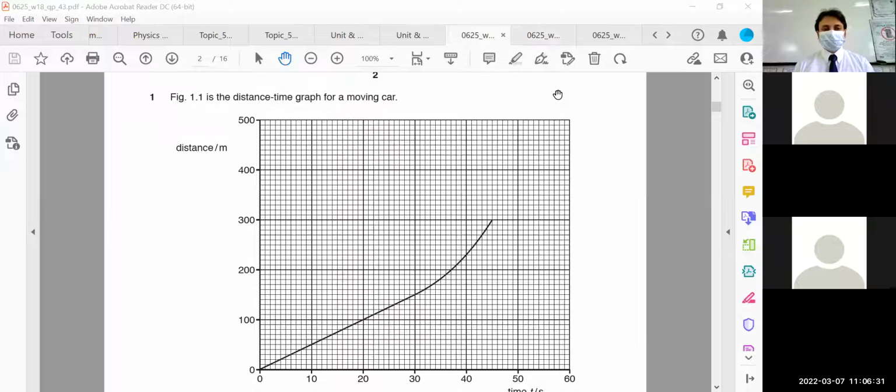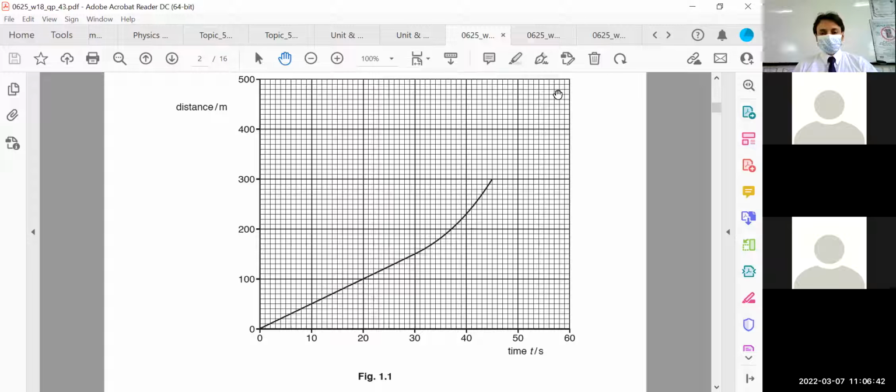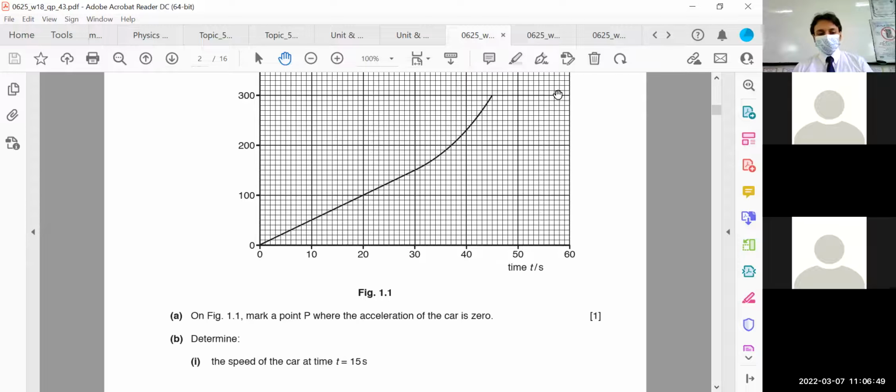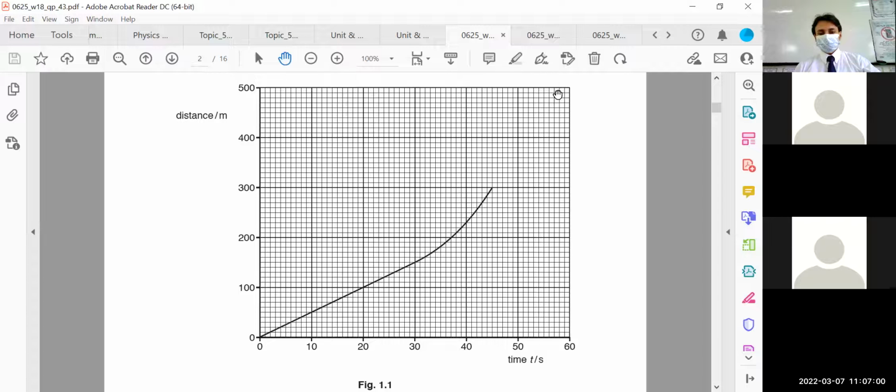In question number 1, children, figure 1.1 is the distance time graph for a moving car. Along the y-axis we have distance, and along the x-axis you can see the time. Look at the graph, and on figure 1.1 mark a point P where the acceleration of the car is 0. Where is the acceleration of the car 0?